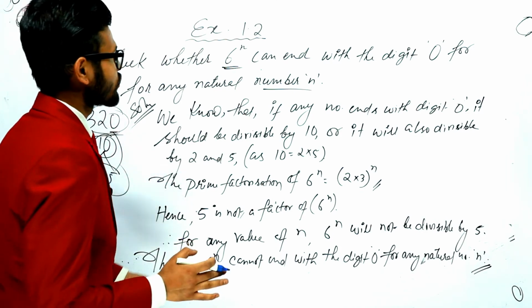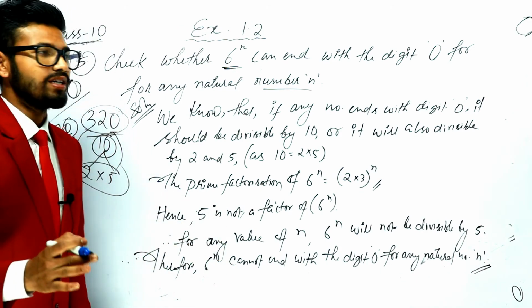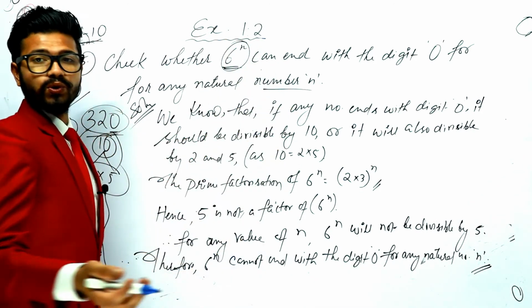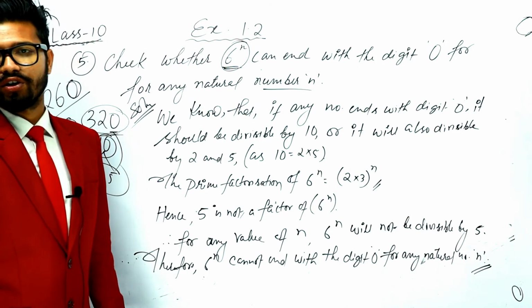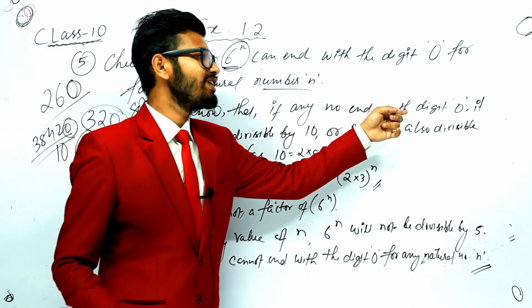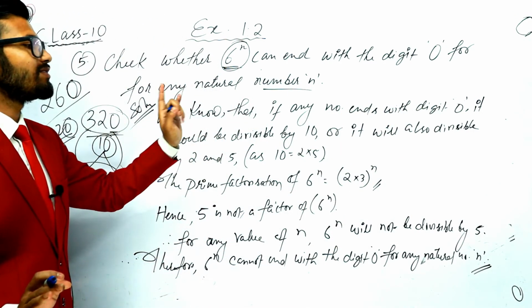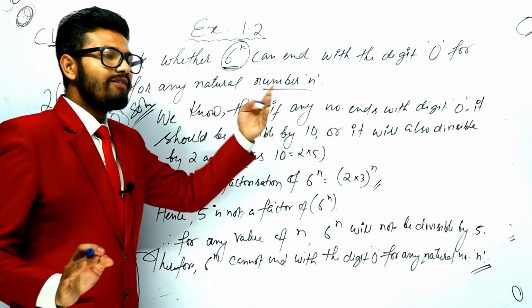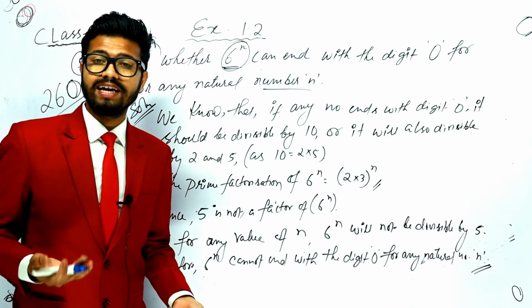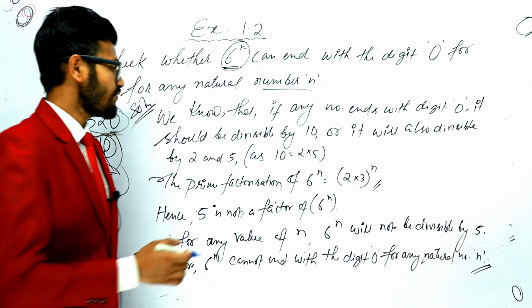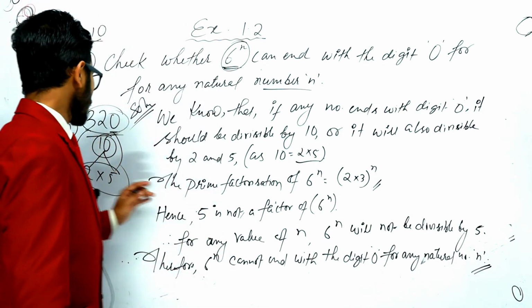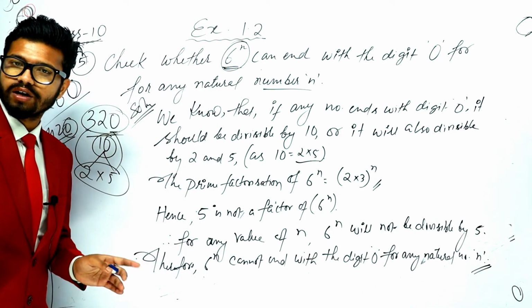That is why in this question it is asked that you have to confirm whether 6 power n can end with digit 0 or not. So we have written a statement. We know that if any number ends with digit 0, it should be divisible by 10, obviously. If it is divisible by 10, it will also be divisible by 2 and 5. Why? Because we know the factors of 10 are 2 and 5. That means the number should be divisible by both 2 and 5. I hope it is clear.